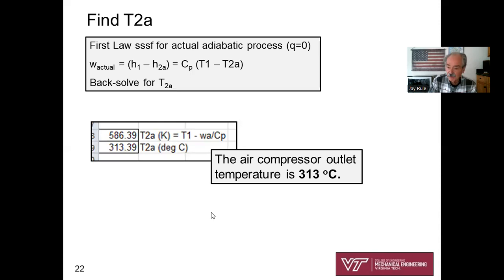Find T2A. Very easy again, now that we've got ideal gas with constant specific heat. W actual is H1 minus H2 actual. That's CP times T1 minus T2 actual. We're going to back solve for T2A. W actual we just found. And so T2 actual is 586.39 degrees K. Subtract 270 to get 313 degrees C. So I'll write out on my test, the air compressor outlet temperature is 313 degrees C.